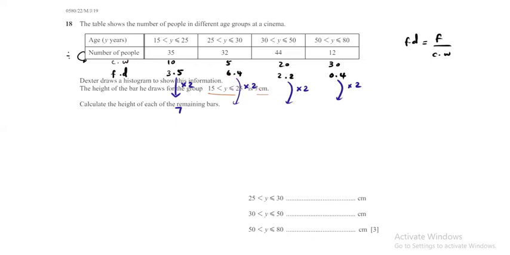6.4 times 2 is equal to 12.8. That is the height of this bar. 2.2 times 2 is 4.4. That is going to be the height here. 0.4 times 2 is going to be 0.8. That's going to be the height of the last bar. These are going to be the heights of each of these bars.